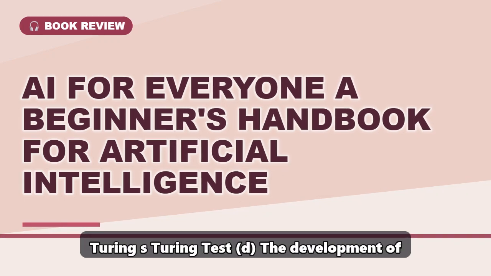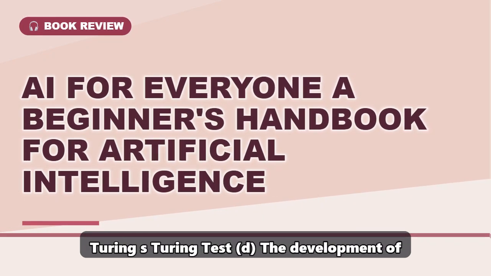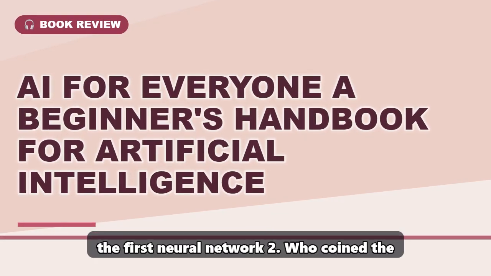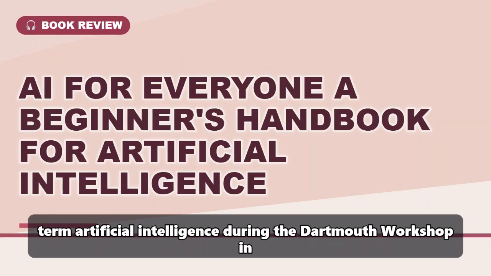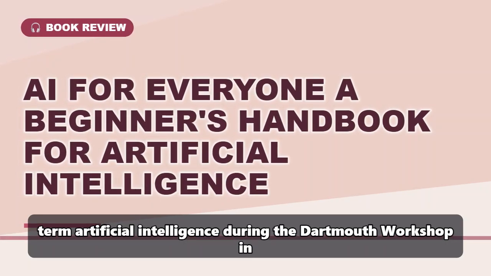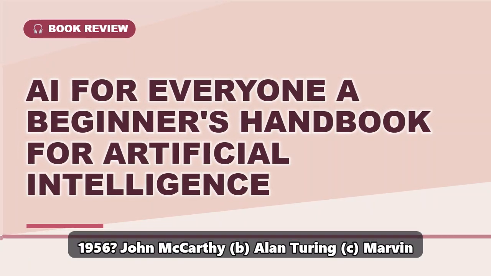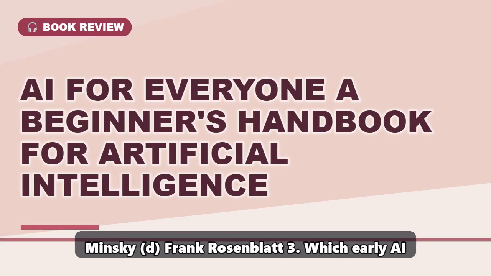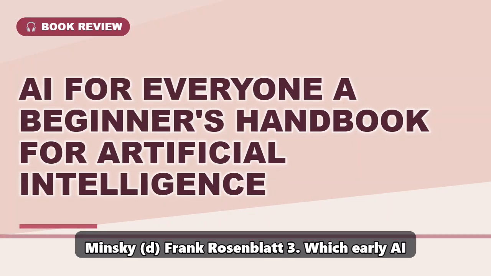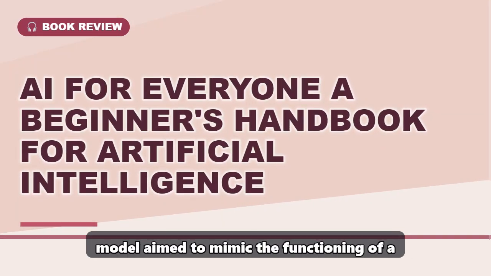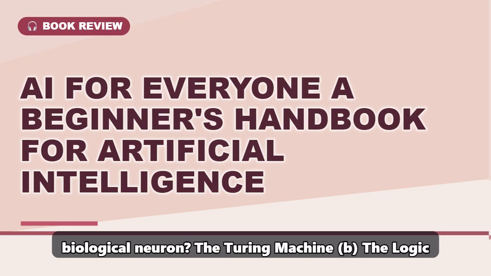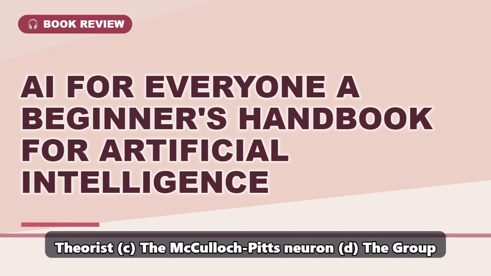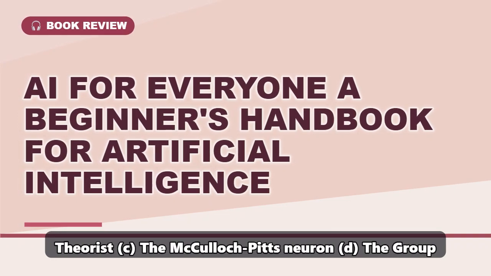2. Who coined the term artificial intelligence during the Dartmouth workshop in 1956? A. John McCarthy. B. Alan Turing. C. Marvin Minsky. D. Frank Rosenblatt. 3. Which early AI model aimed to mimic the functioning of a biological neuron? A. The Turing machine. B. The logic theorist. C. The McCulloch-Pitts neuron. D. The group method of data handling, GMDH.